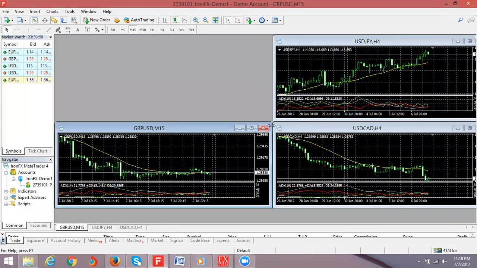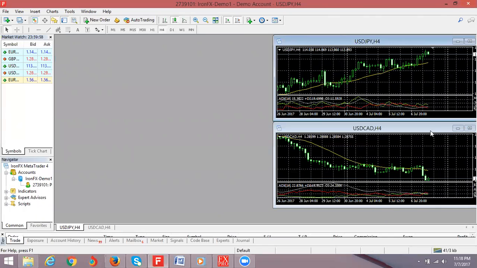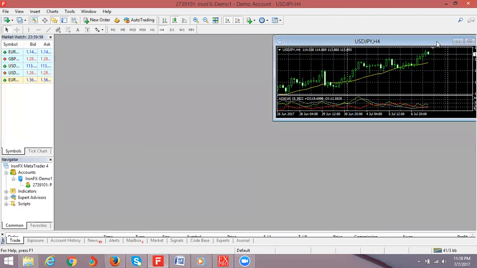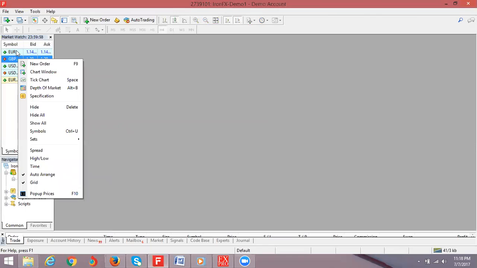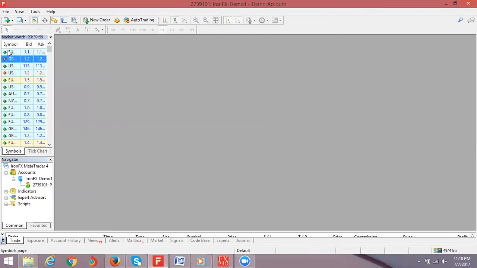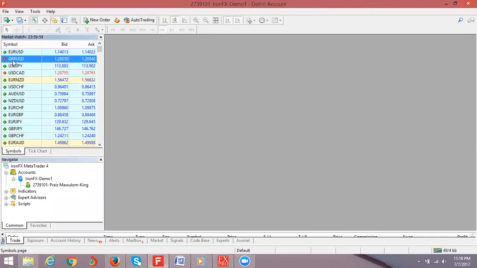Normally, I would just close everything and I'll begin to add new stuff. The first thing I do is I right click this window called the market watch. You can see it, the market watch window. Then I go to show all. When you click show all, it displays all the list instruments you can trade with this broker. Yeah, so then we can begin to add the instruments to the platform.